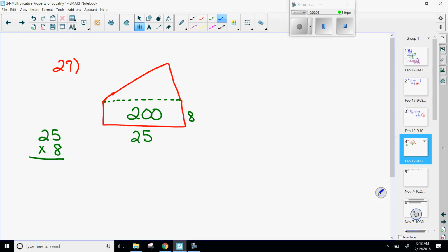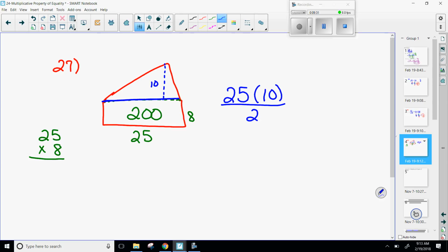Then you also have to find the area of the triangle. And in that triangle, the height of your triangle is 10. How do you find the area of a triangle? Base times height divided by 2. What's the base of that triangle? Right here's the base of your triangle. What's the base? 25 times the height, which is 10, and then divide by 2.